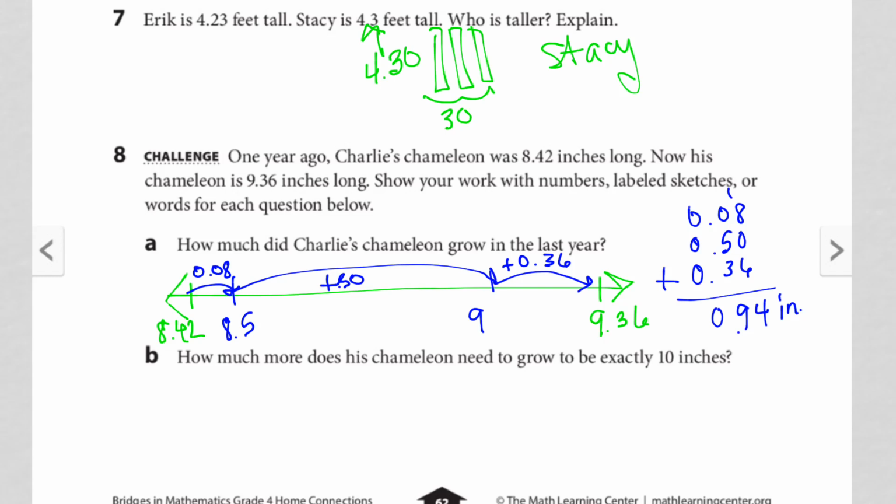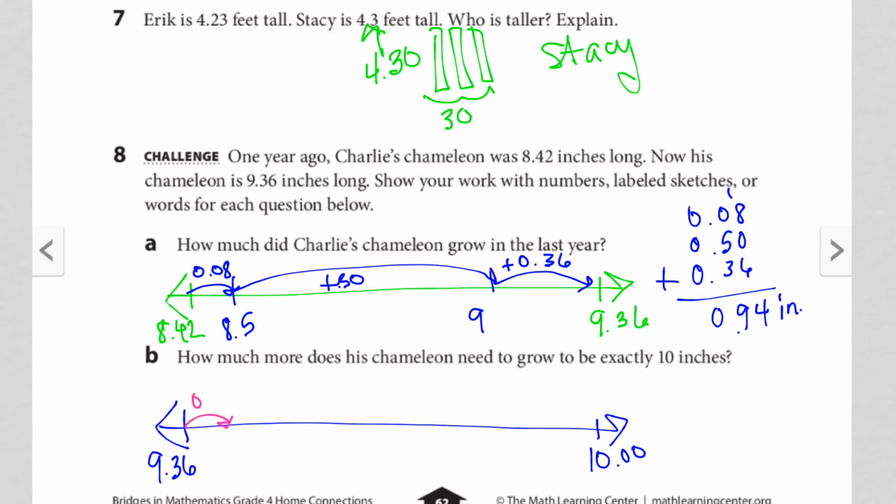How much more does he need to grow to be exactly 10? We could draw another number line. We stopped at 9 and 36 hundredths. We want to get to 10. And we're going to go ahead and add on there as well. Students might start by adding 4 hundredths. That's going to get us to 9 and 4/10. And then they're going to say, oh, we're going to add 6/10 or 60 hundredths. So we can see that it's 64 hundredths inches.